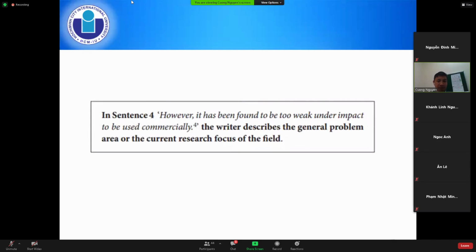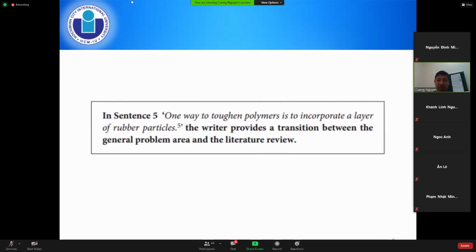And number 4, however, it has been found to be too weak under impact to be used commercially. The writer described a general problem area or current research focus of the field. Okay. Number 5, one way to toughen the polymers is to incorporate a layer of rubber particles, so it is a transition between the general problem and the literature review.